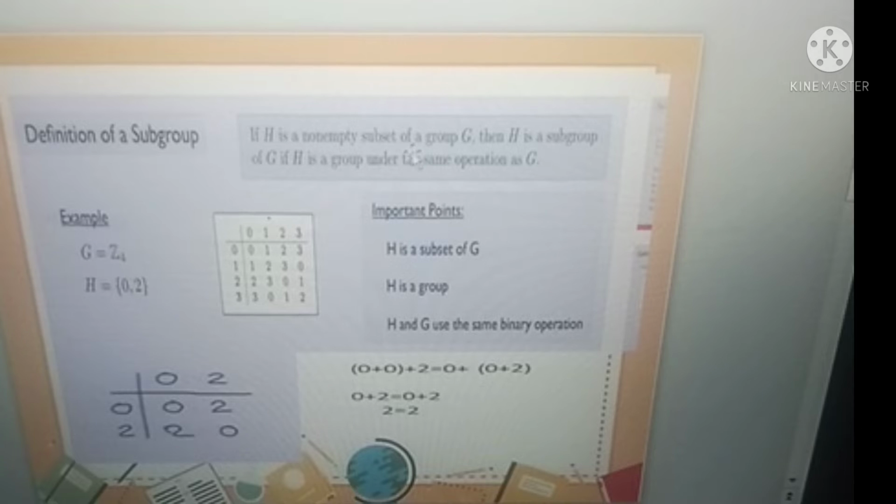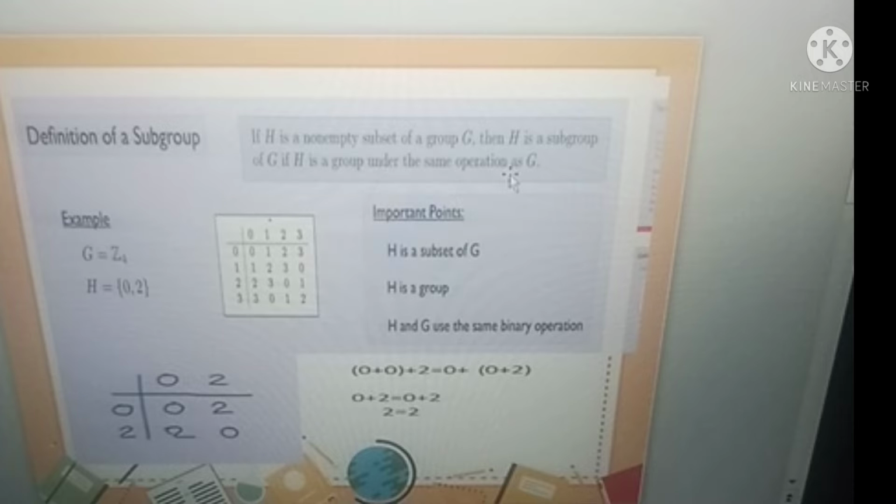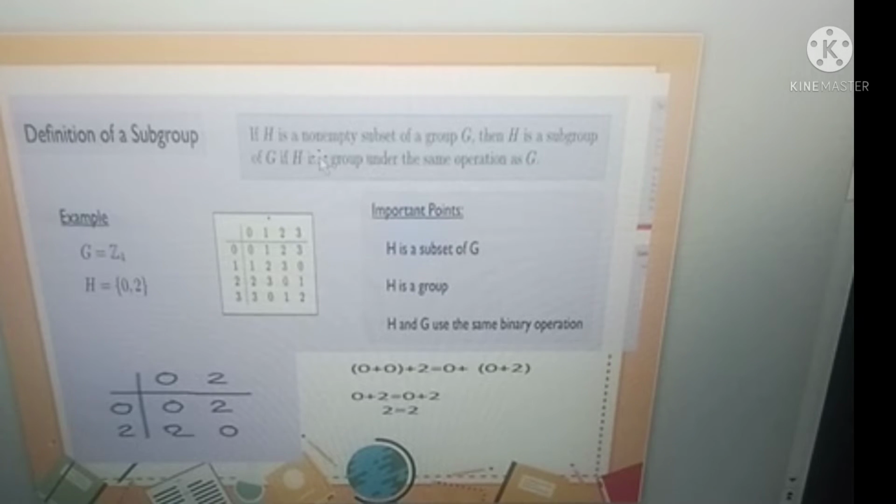If H is a non-empty subset of a group G, meaning H is not an empty subset of a group G, so H contains elements, and all elements in H also belong to the group G. So that is called H is a non-empty subset of a group G. Then H is a subgroup of G if H is a group under the same operation as G. So we can say that H is a subgroup of G if H uses the same binary operation as the binary operation being used in the group G. So that is the definition of a subgroup.